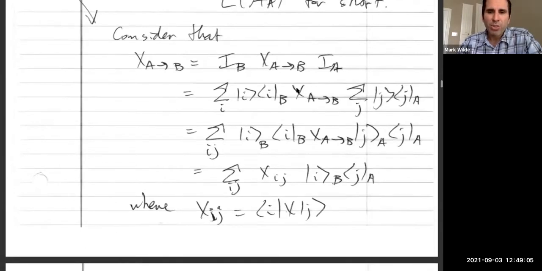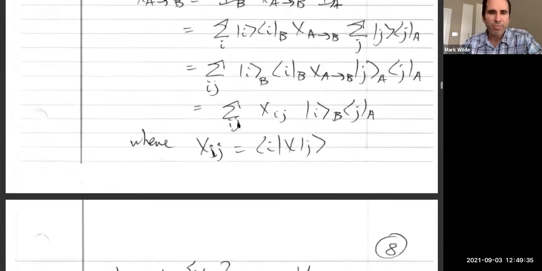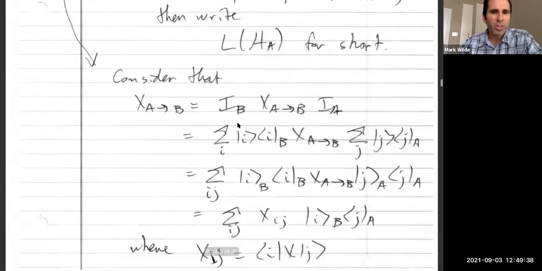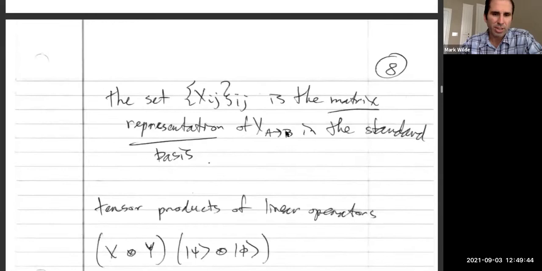So how do you get a matrix representation? Well, you pre- and post-multiply by these identities and then exchange the sums. And then this right here is a scalar, this is a number, okay? And these are the entries of a matrix. So we're defining these entries like this, and then you could list these entries in a two-dimensional matrix, okay? And these entries are called the matrix representation of X in the standard basis.